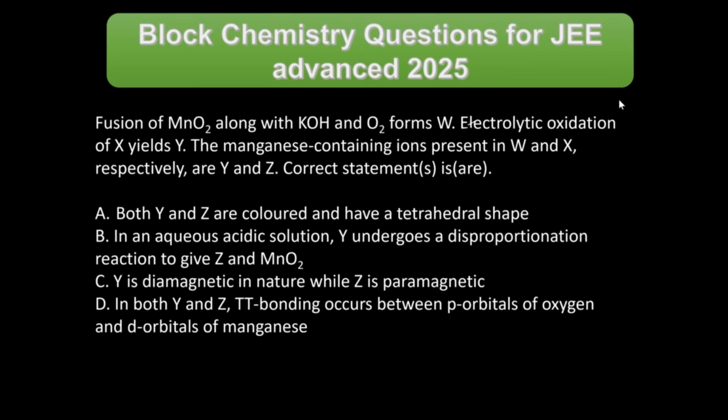Fusion of MnO2 along with KOH and O2 forms W. Electrolytic oxidation of W yields X. The manganese-containing ions present in W and X are Y and Z. Okay, the correct statements are... let's see what the reaction is, the fusion of MnO2, what that will give.